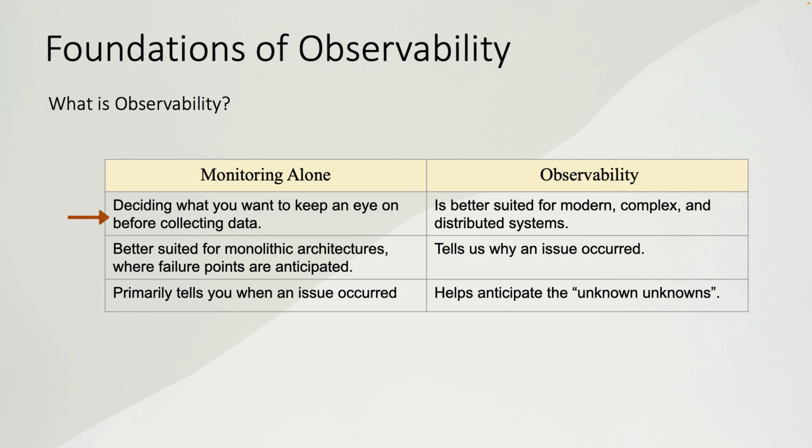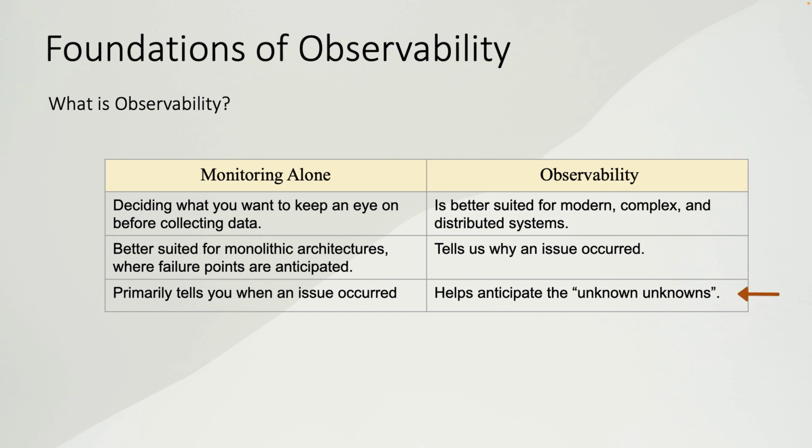Monitoring alone is deciding what you want to keep an eye on before collecting data. It's better suited for monolithic architecture where failure points are anticipated, and it primarily tells us when and where an issue occurred. However, observability is better suited for modern, complex, and distributed systems, for example, a microservices-based system, and it tells us why an issue occurred, not just when and where it occurred.